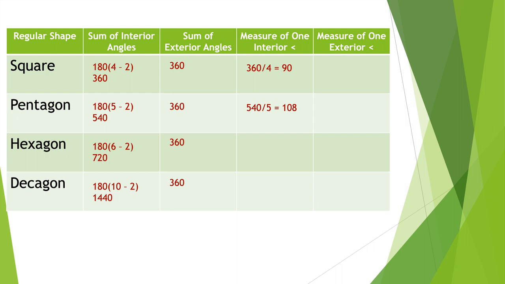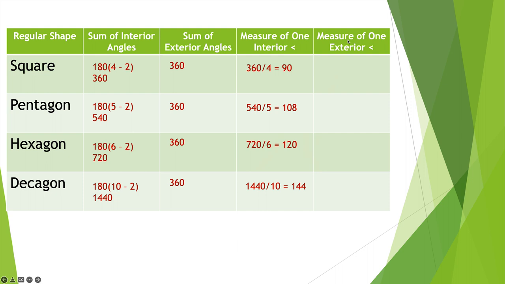Next up, hexagon. 720, but divided by 6, which is 120. And for a decagon, it was 1440 divided by 10, which is 144. Okay? Notice a pattern here. As the number of sides increases, the measure of an interior angle increases.